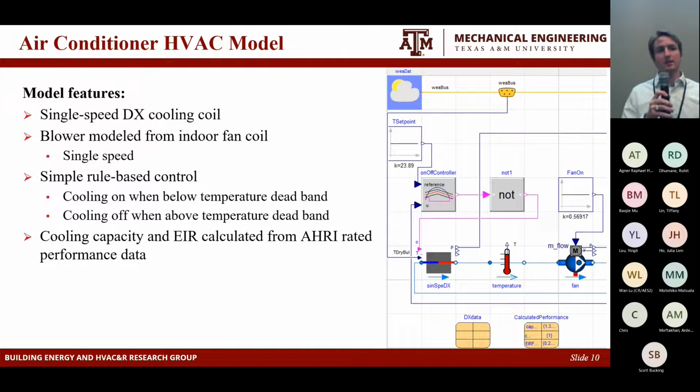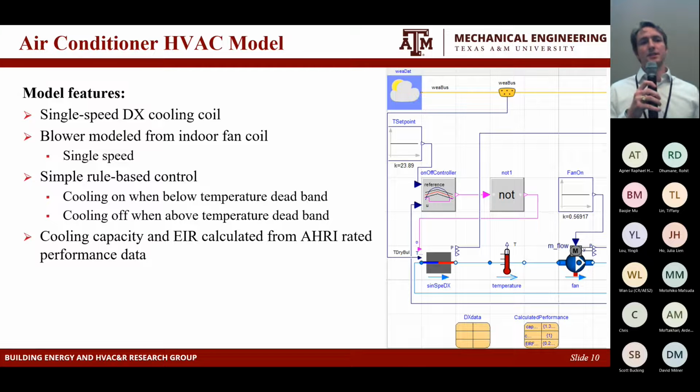Then we move on into the air conditioning HVAC model. For the purpose of this paper, we have only looked at the cooling HVAC loads. It does have electric heating, but we have not gotten into that yet. For the air conditioner HVAC model, we use a single-speed DX cooling coil, and the indoor blower inside of the lab homes is actually a single speed as well.